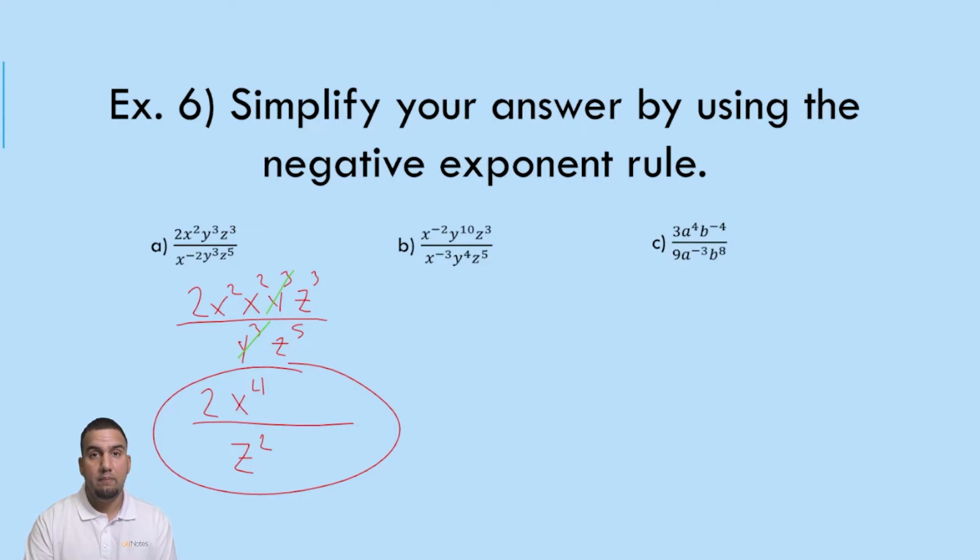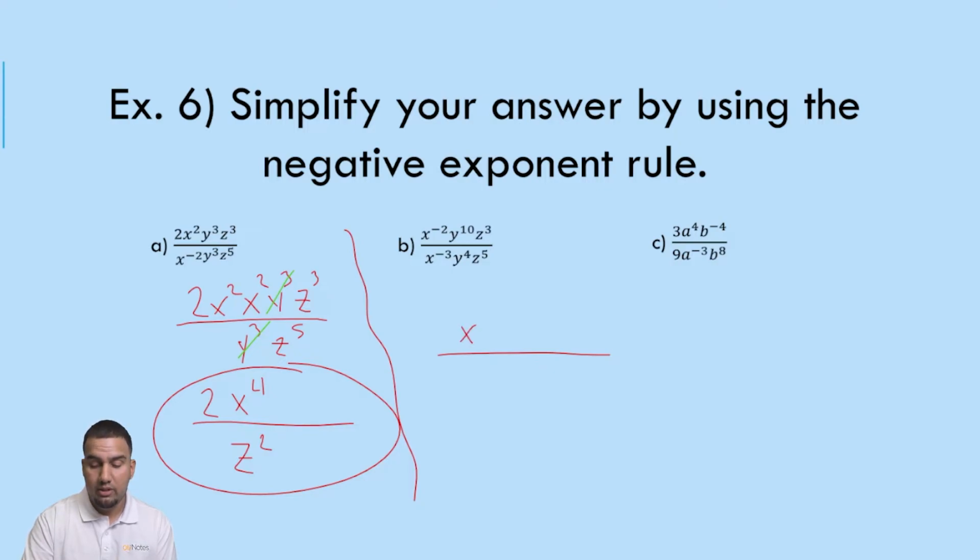So moving on to B. First thing I see is fractions with a lot of negative exponents. So what am I going to do? I'm going to create a fraction, and I'm going to put everything in alphabetical order. So x to negative 2 over x to negative 3. I don't like that, so I'm going to move them.